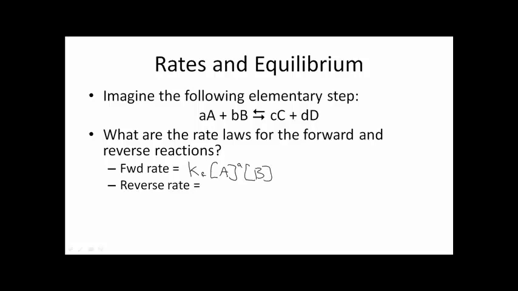So if it's elementary, that A, I should have been more specific. These are the coefficients. So it is the concentration of A to the A power times the concentration of B to the B power. And what is the reverse rate?